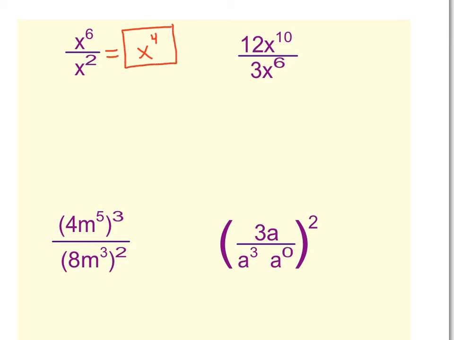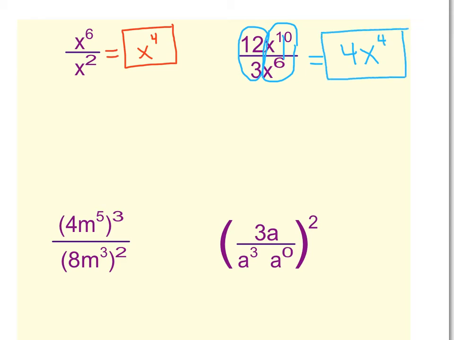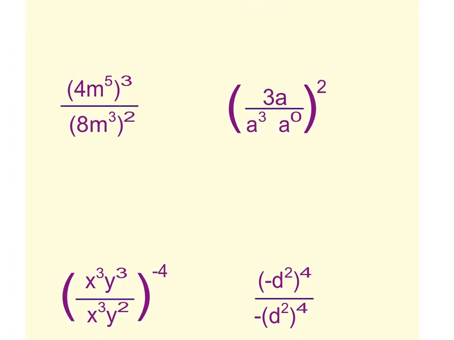All right, the next one is a little bit trickier because you've got that 12 over the 3. Now, if you have those coefficients out front, you actually do want to divide those. 12 divided by 3 is 4. And then, if you're dividing bases that have exponents, you keep your x and you subtract the exponent. So 10 minus 6 is 4, and you get 4x to the 4th power. Good so far? Feeling good?